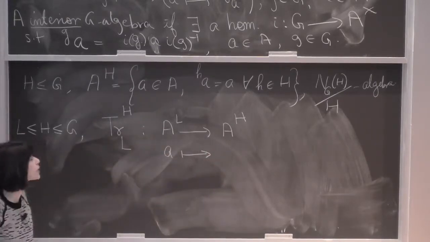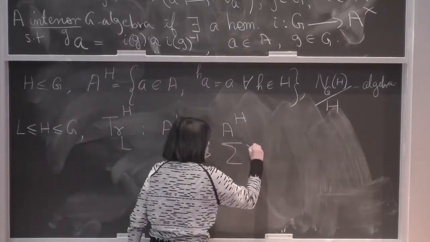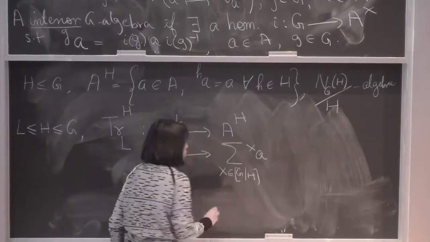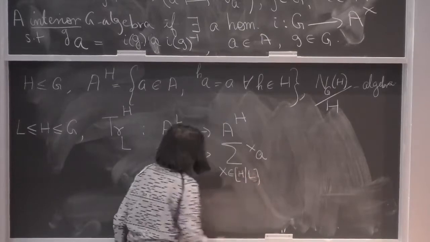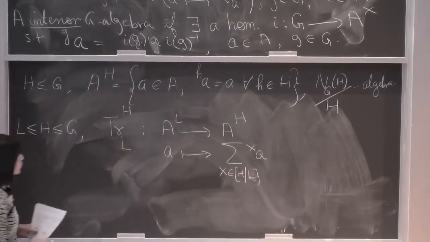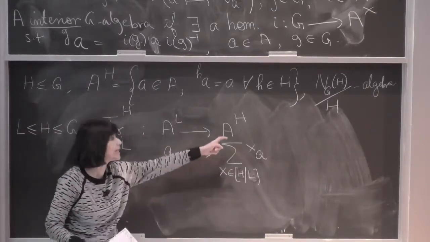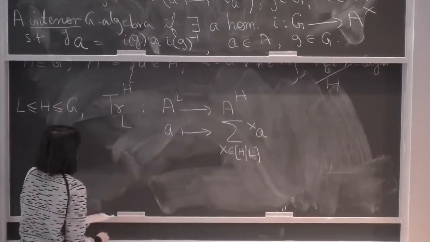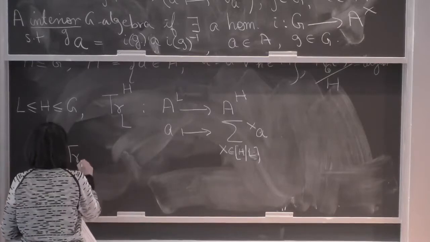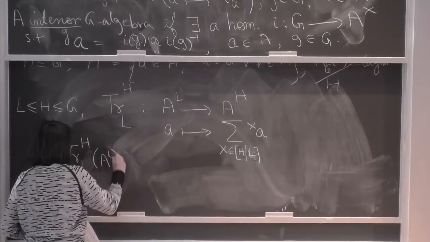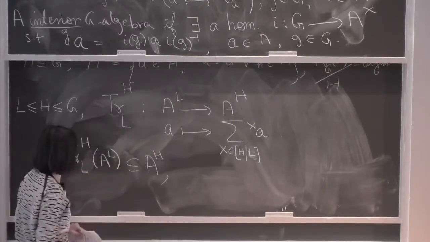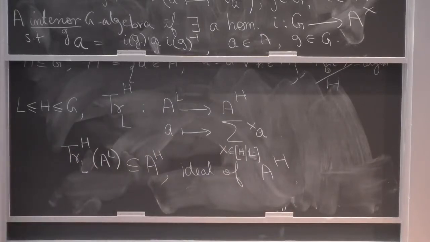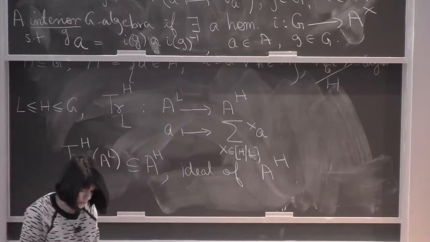This is almost like a ubiquitous construction. You just take a and you take the sum as x runs over a set of left coset representatives of L in H. It's an easy exercise to check that you will land inside the set of fixed points of H, and also that the image of A^L, which is contained inside A^H by definition, is also an ideal of A^H. So all totally elementary exercises here.